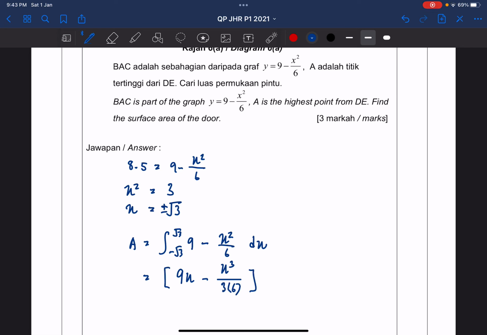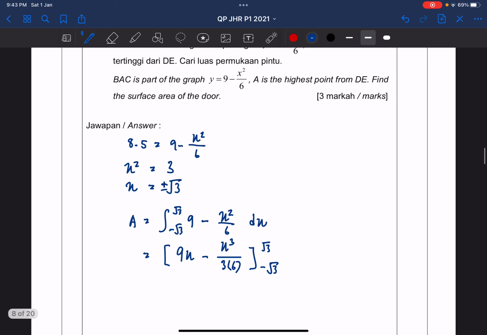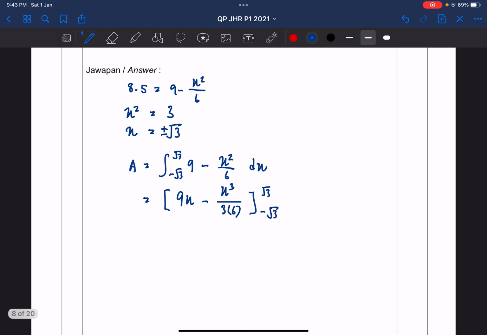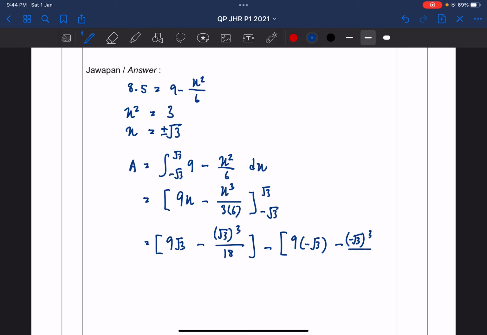And your upper limit will be square root of 3, your lower limit will be negative square root of 3. Then sub your values inside: 9 times square root of 3 minus square root of 3 cubed over 18, minus your lower limit, 9 times negative square root of 3 minus negative square root of 3 cubed over 18.